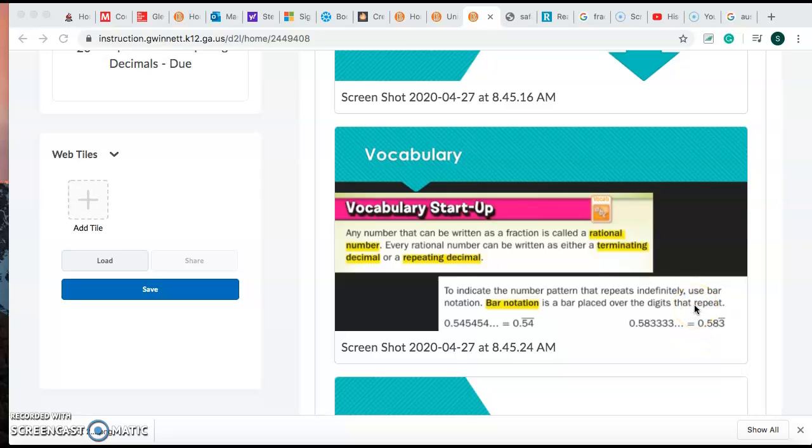Any number that can be written as a fraction is called a rational number. Every rational number can be written as either a terminating decimal or repeating decimal. What does this mean? Well, a repeating decimal looks something like this. When you see numbers like this, where 3 keeps repeating, that's a repeating decimal. That means one number is repeating and repeating and repeating. What do we do with a number that keeps repeating? Do we really want to write all these 3's down? No. We want to use what's called a bar notation. Basically, we just put a little bar over the number that repeats itself.